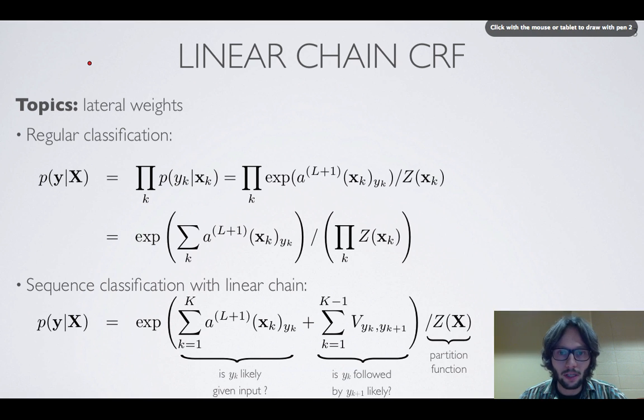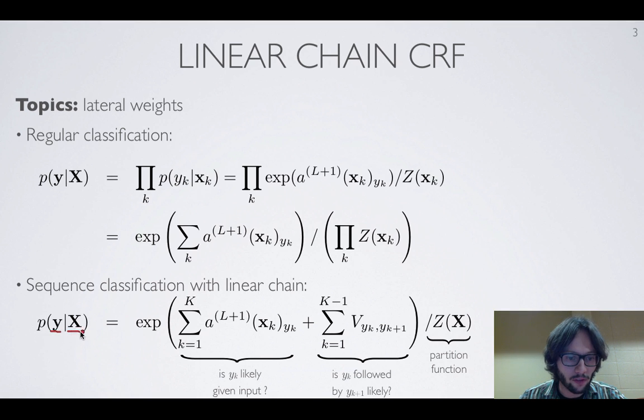So to sum up, the probability of a sequence y given x is going to be the exponential of a sum of terms which express a preference about the value for each element yk in the sequence of labels given the associated input, plus the sum of pairwise preferences between adjacent labels. And so the probability is going to be proportional to the exponential of the sum of these two types of terms.